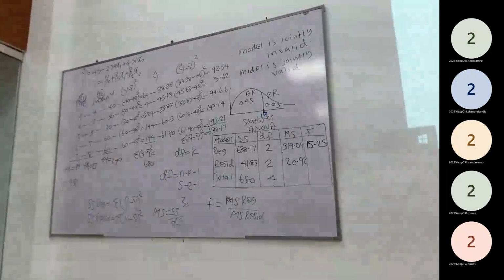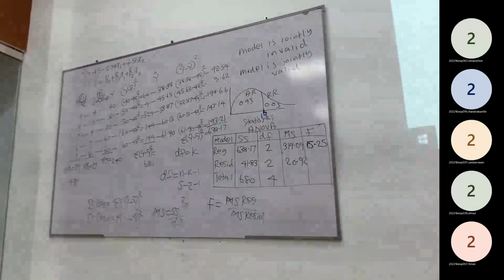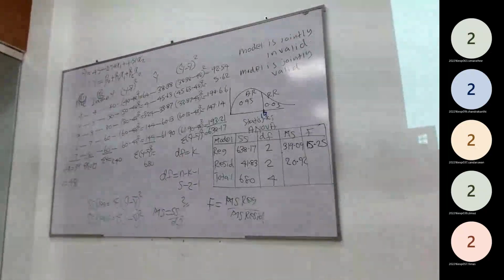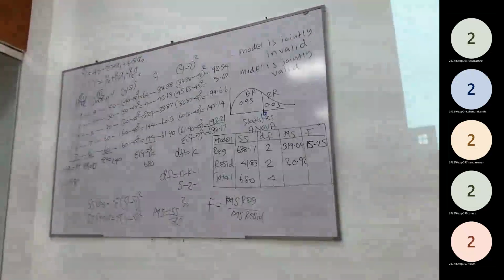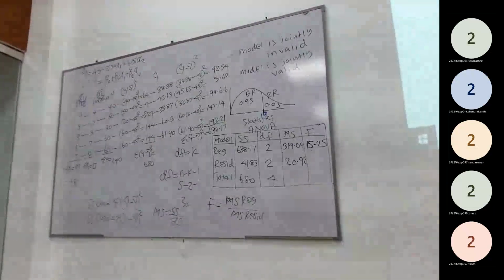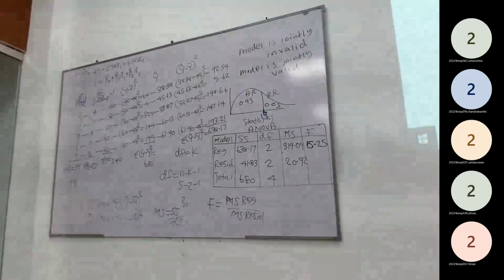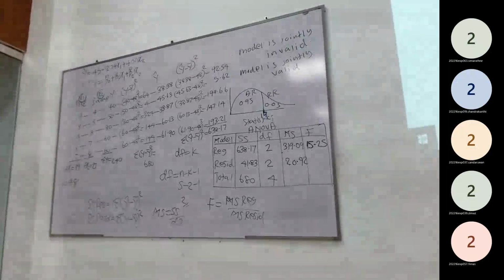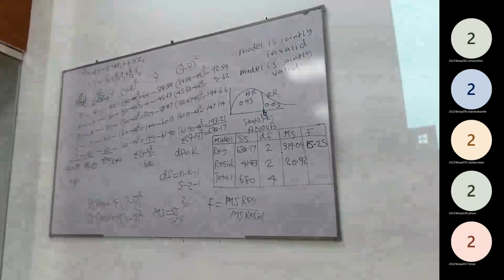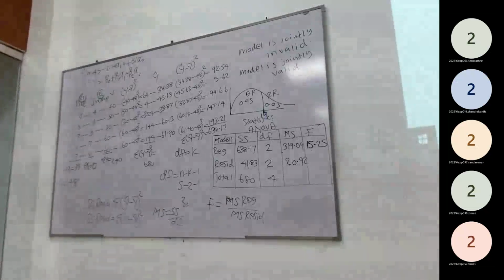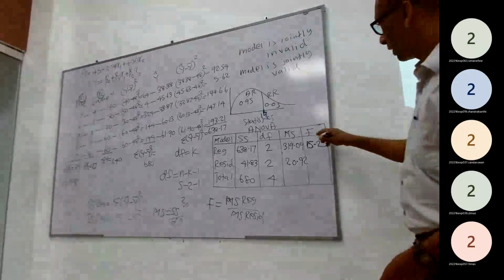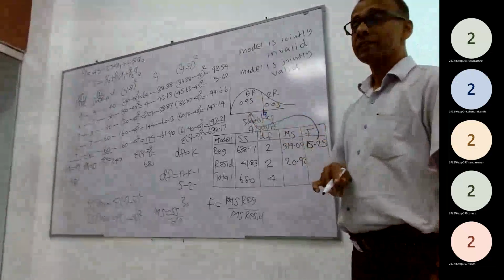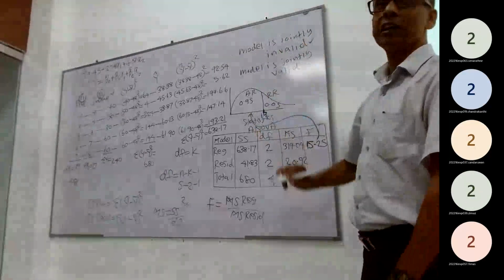Now take the decision. What is your decision? The F statistic belongs to where? Acceptance region or rejection region? Acceptance region or rejection region? The F statistic belongs to the acceptance region. Then the model is jointly invalid.